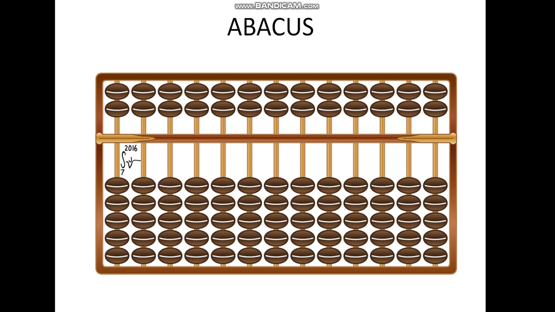It was made up of wooden frame consisting of rods, each having beads in them. The frame was divided into two parts, heaven and earth. Each rod in heaven had 2 beads and each rod in earth had 5 beads. It was used for addition, subtraction, multiplication and division.